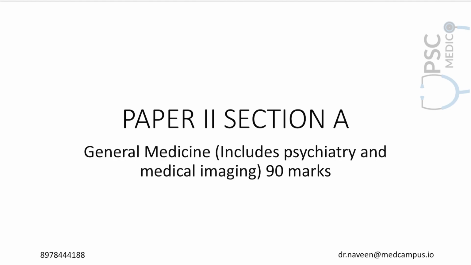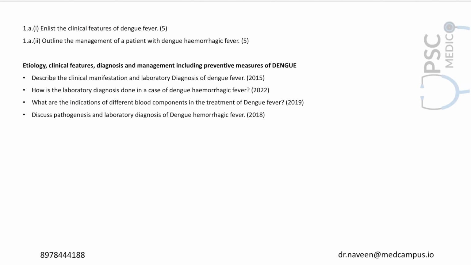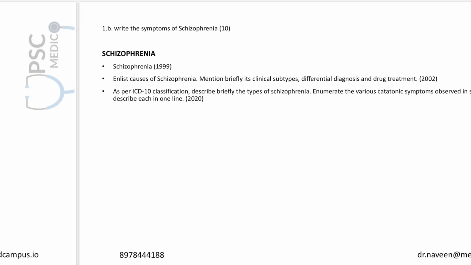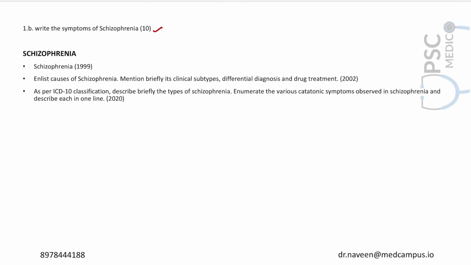Now, this is a lengthier part, Paper 2 Section A, general medicine, for 90 marks. What are the clinical features of dengue? There's no paper without dengue, malaria, TB, right? What is the management of dengue? Easy. So many times the question has come.